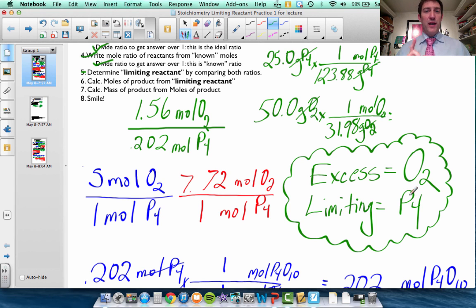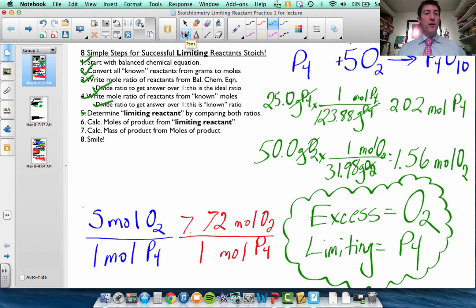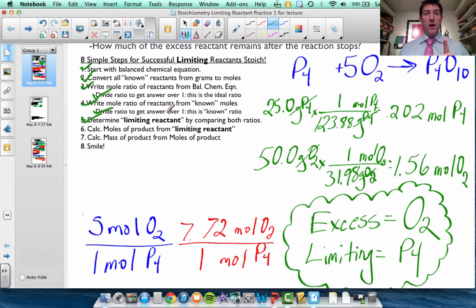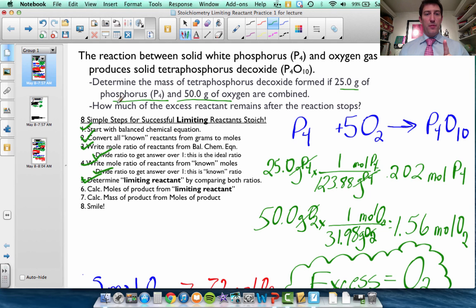Okay? So now we know our excess and we know our limiting. And because we know our excess and limiting, we can check off number 5. We have determined the limiting reactant. Now, remember, we're trying to figure out how much of the excess reactant remains after the reaction stops. We could go right to that point right now, but I'm going to work my way all the way through here.